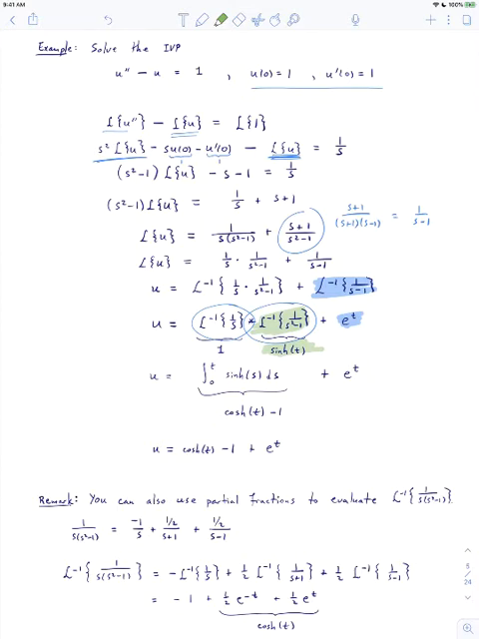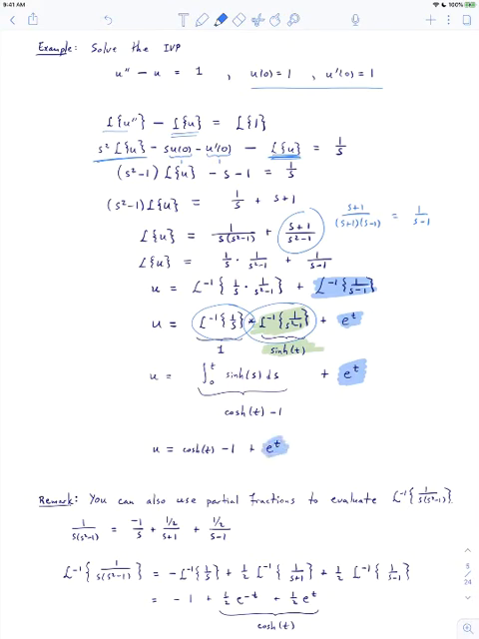So we need to convolve these, but since one of these functions is 1, we're doing the convolution of 1 with hyperbolic sine. So since it's 1, that makes it just an integral, just the integral of hyperbolic sine of s from 0 to t, which is hyperbolic cosine of t minus 1. And then, of course, we don't want to forget this exponential here. So that's this one right there.